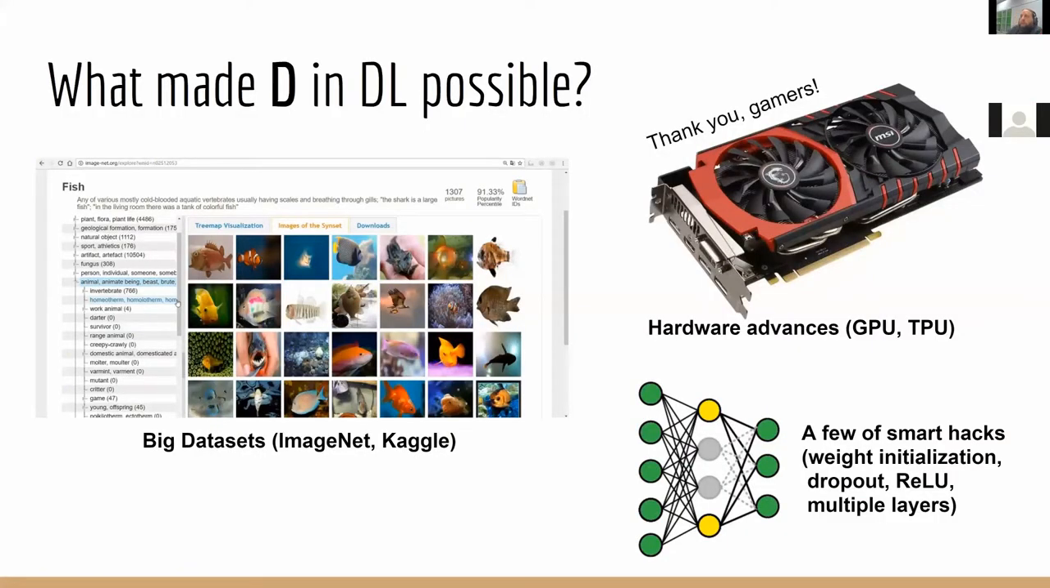So what made deep learning possible, very briefly, is the availability of big data sets that we have now that maybe we didn't have many years ago, before the data explosion that happened the past decade. Hardware advances like GPUs, graphics cards, becoming much cheaper, and also dedicated hardware like TPUs that are cards specifically made for deep learning or for machine learning.